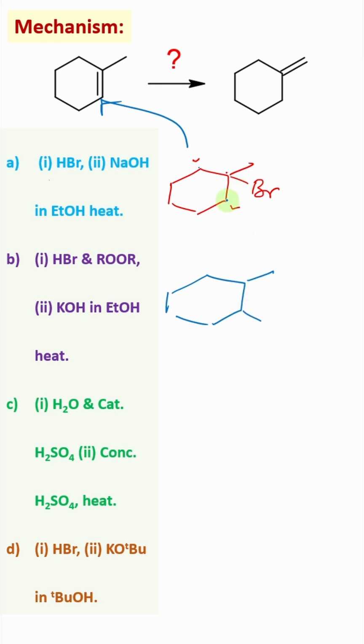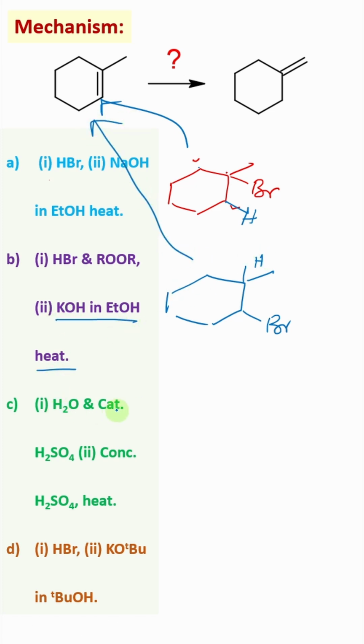HBr peroxide. So I shall get here the anti-Markovnikov addition product. So opposite. By the way, there was hydrogen added, which I have ignored right now. Bromine will add here. Now if you do elimination, obviously from here hydrogen will come out. Beta hydrogen elimination, same ethanolic KOH, heat. So obviously it will give the same thing.